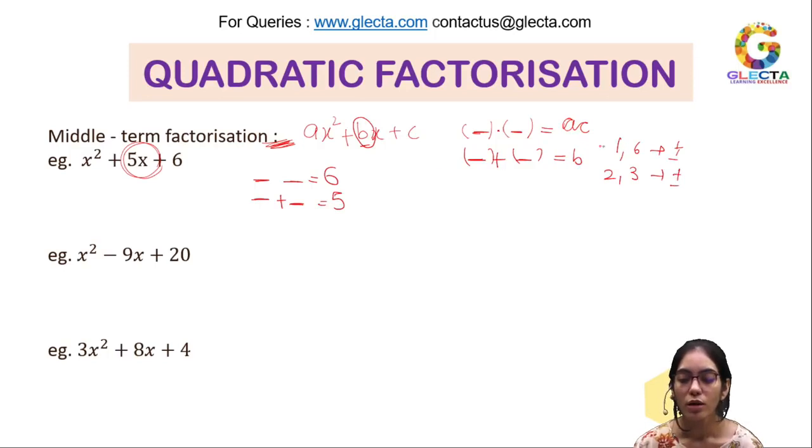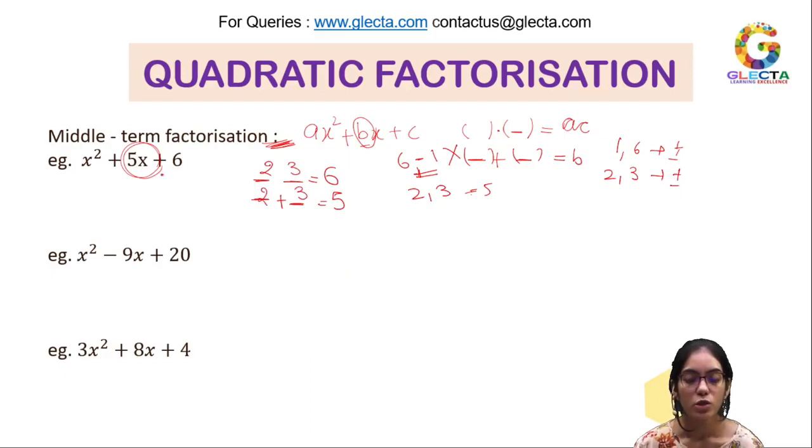So if we add 1 plus 6, do we get 5? No. If we subtract 6 and 1, we can get 5. So one of the possibilities is 6 and minus 1. But 6 into minus 1 doesn't result in 6, so this will be cancelled out. Another factor pair we have is 2 and 3. Yes, adding 2 and 3 we get 5, and also multiplying 2 and 3 we get 6. So the numbers will be 2 and 3.